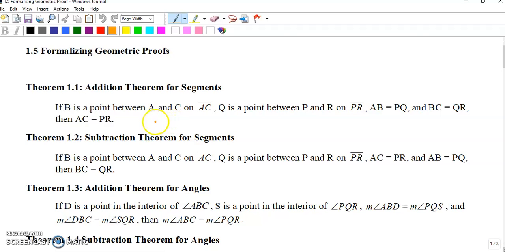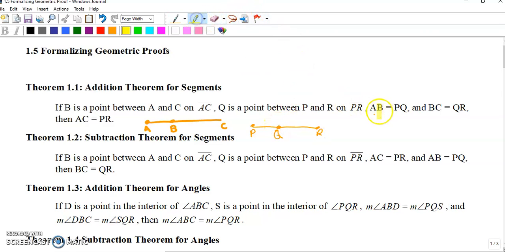If B is a point between A and C, between automatically means they're on the same line. But it doesn't have to be right smack dab in the middle. So we're there. Q is a point between P and R. The other thing they tell us is that AB is the same length as PQ. So we got Q is between P and R.